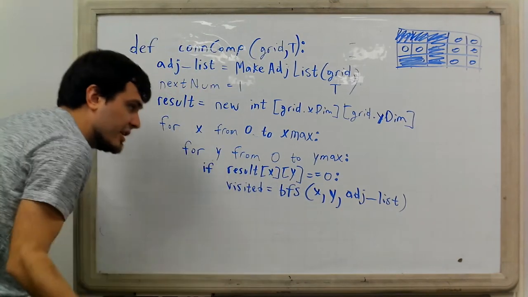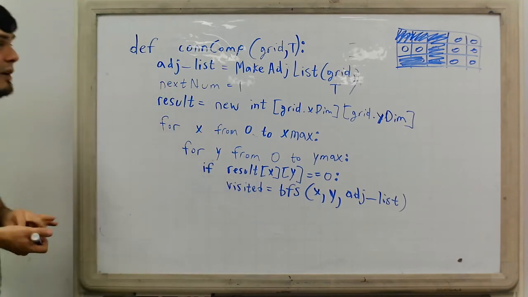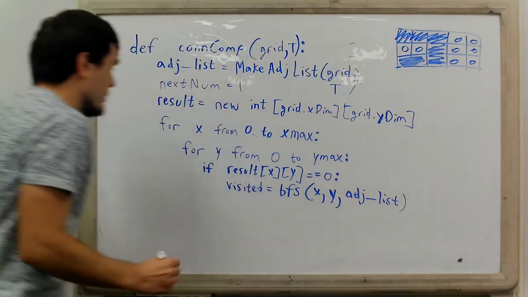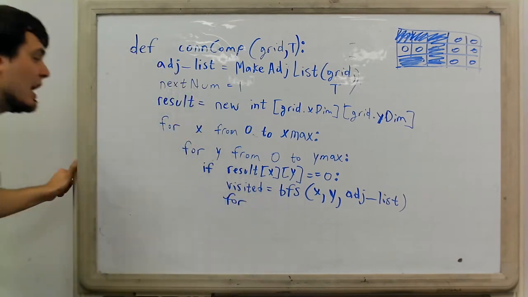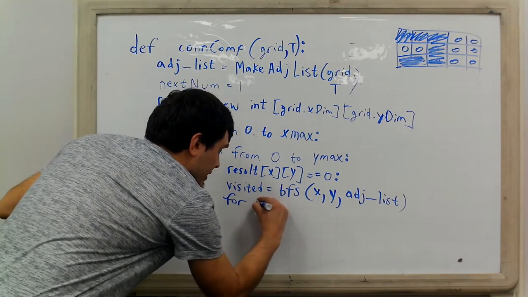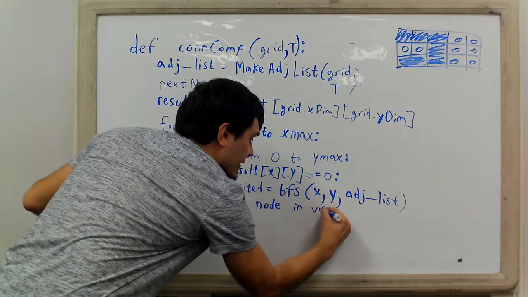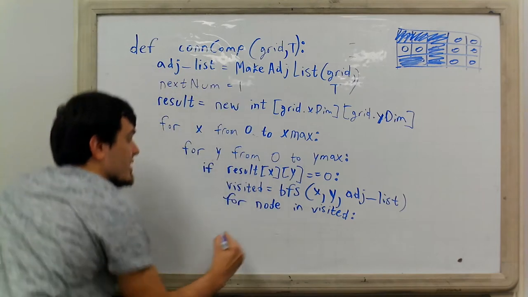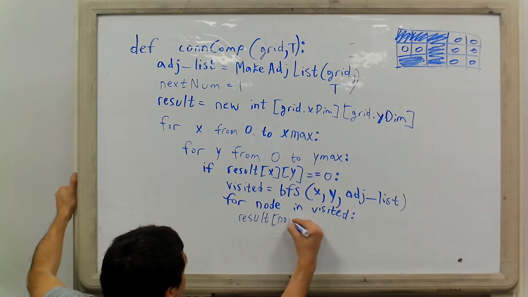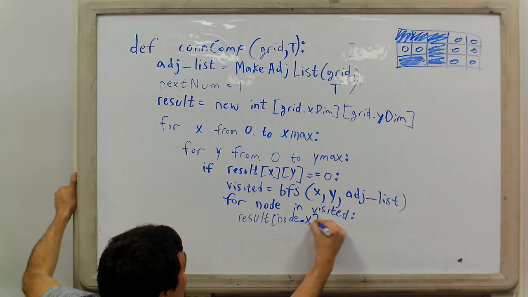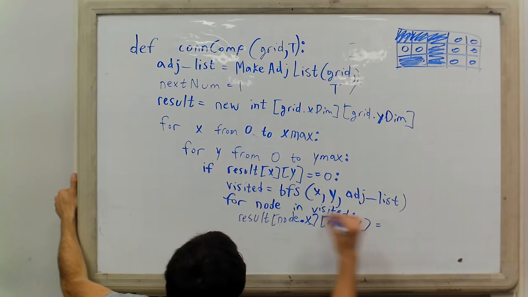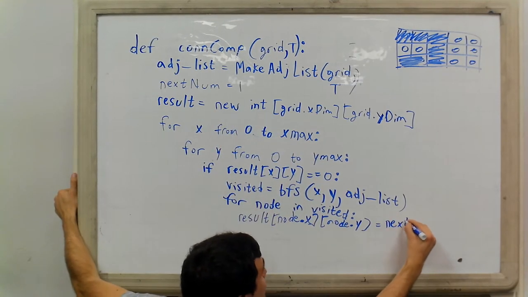And then here you get back this visited set, and now you just have to assign the values in this visited set to this matrix. So this is just like for every node in visited, we have to assign it to our matrix. So we do something like result. I'm assuming node is going to hold an x and y. Result node.x, node.y. And this would get assigned to this next number. That's where this is used. Next number.